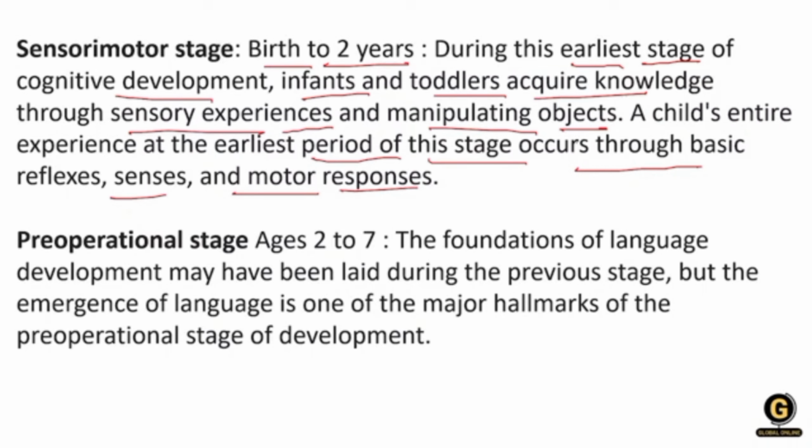Next is the pre-operational stage, age 2 to 7. In this pre-operational stage, what happens? The foundation of language development may have been laid during the previous stage, but the emergence of language is one of the major hallmarks of the pre-operational stage of development. So basically, in the sensory motor stage, the child will observe the words, observe what people are saying and speaking with each other.